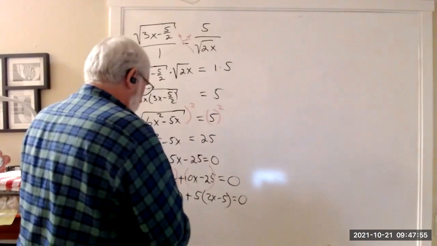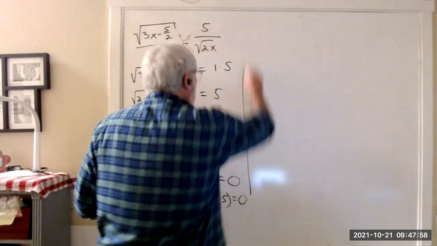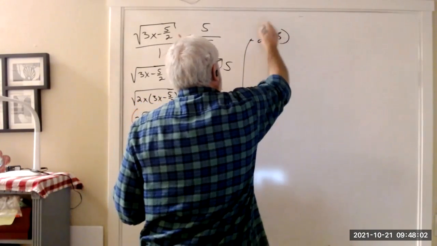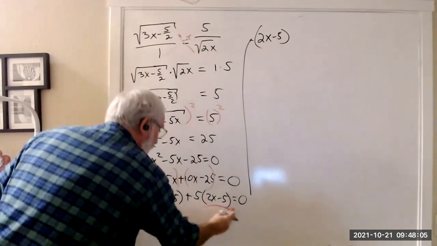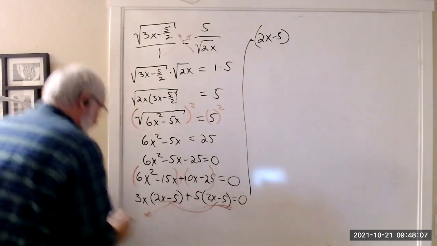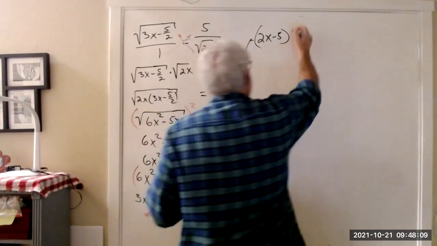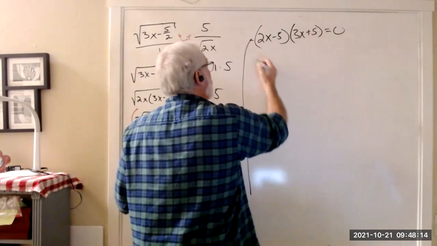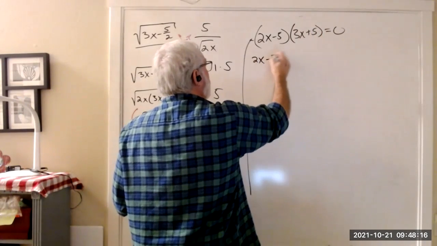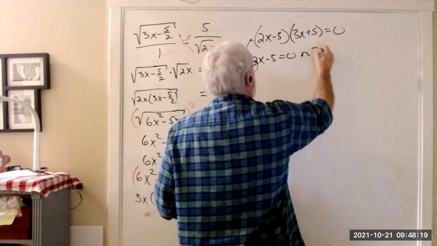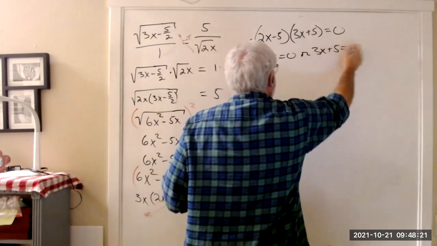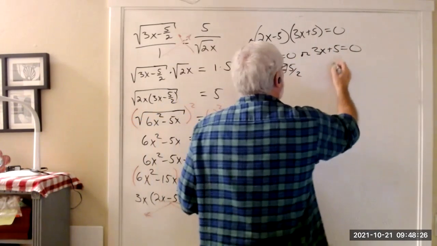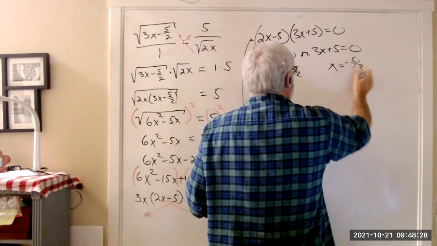So I'm not quite done. We factor the 2x minus 5 in front. That's how we did it, we said that comes in front, so 3x plus 5 is in back. And then we separate it and solve the babies. 2x minus 5 equals 0, or 3x plus 5 equals 0. This gives me x is 5/2. This gives me x is -5/3.